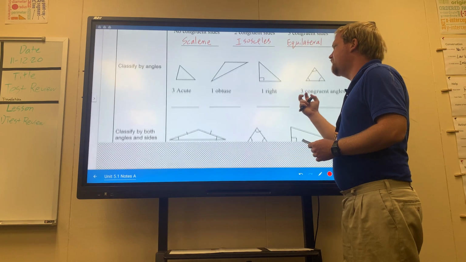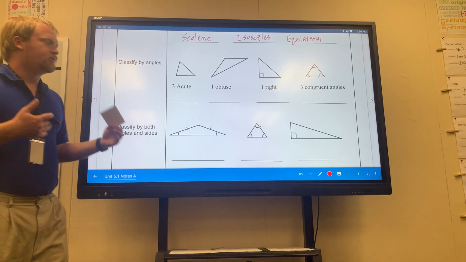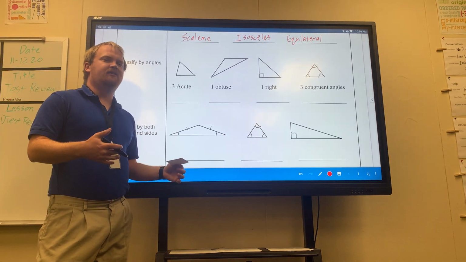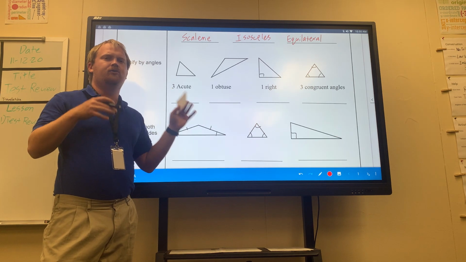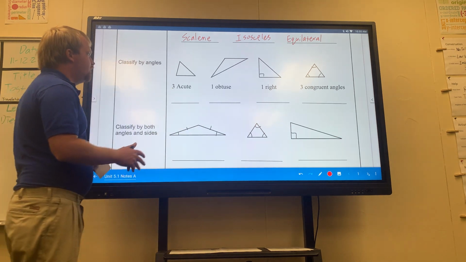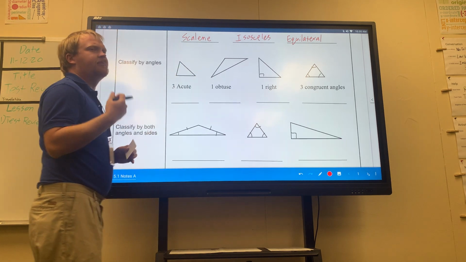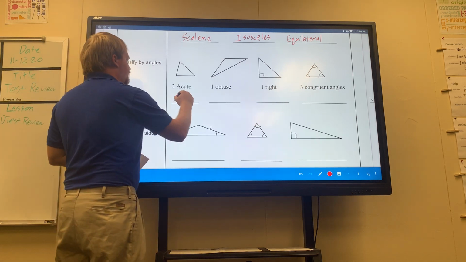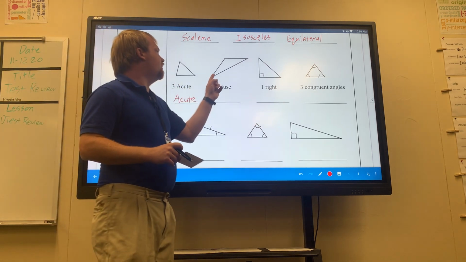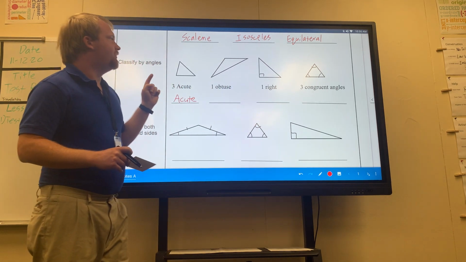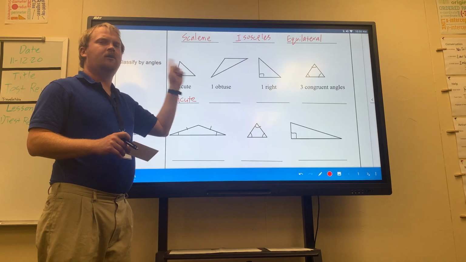Now, if we dig a little bit deeper, we can also classify triangles by angles. What we did previously was classify triangles based off of the sides, but this time we're going to classify triangles based off of the angles. If you have three acute angles, it's called an acute triangle. A triangle always has at least two acute angles, but what's important is that all three of them are acute.